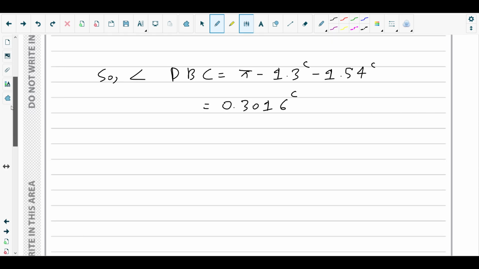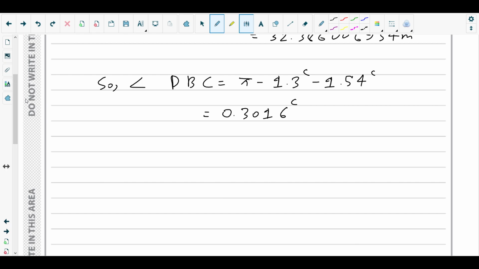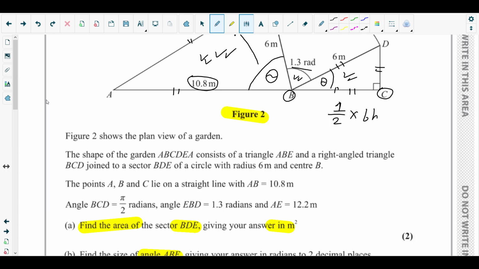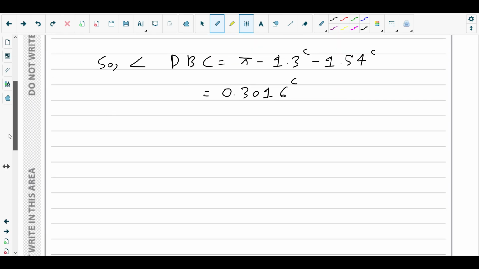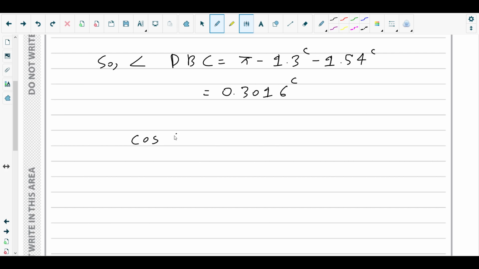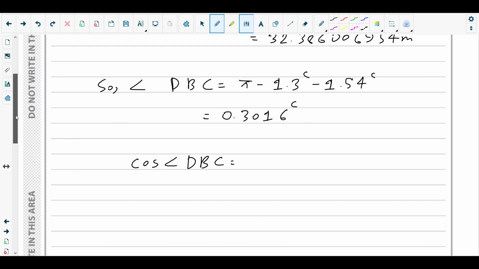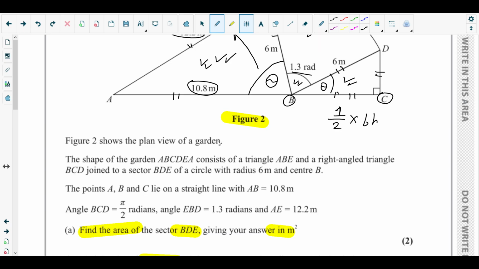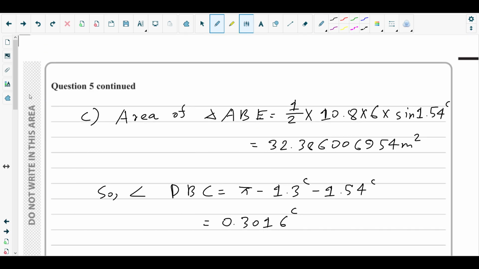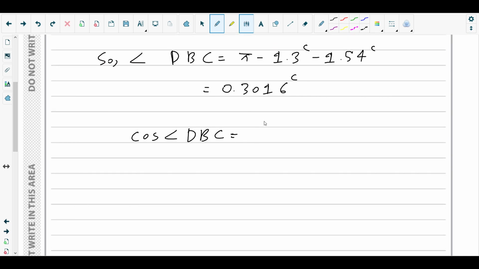Now we need to find the length of the base, that is BC. How can we find BC? Using cos theta, isn't it? Theta is known. So cos of angle DBC equals the adjacent side, which is BC, over the hypotenuse, which is 6.